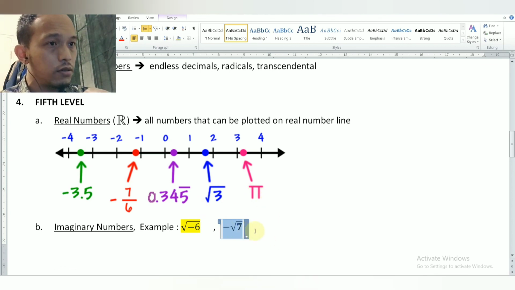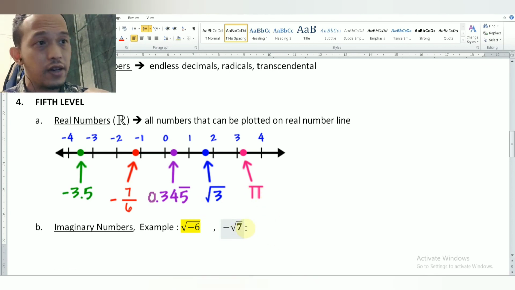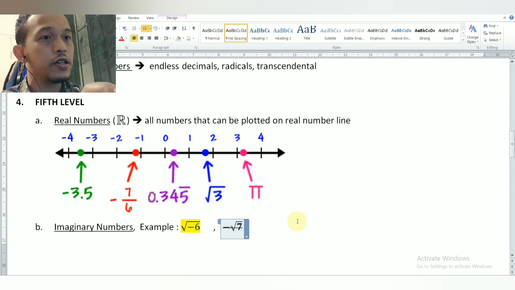How about this one? Negative square root of 7. Negative square root of 7 is not an imaginary number, since square root of 7 is approximately 2 point something. Negative 2 point something, I can detect it's around here. So this is the location of negative square root of 7, right? So it is a real number, not an imaginary number. So please see the difference.